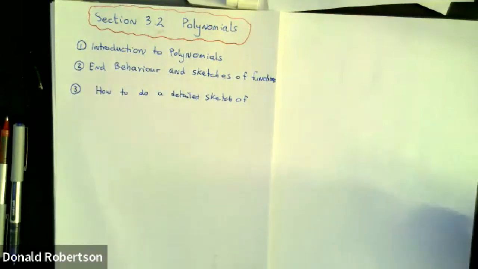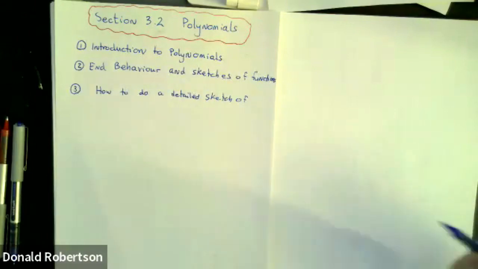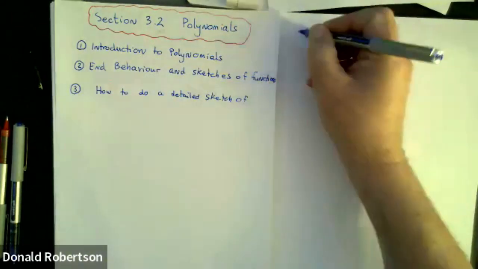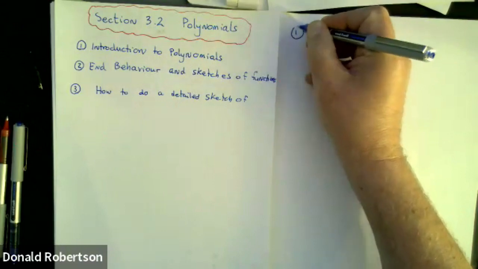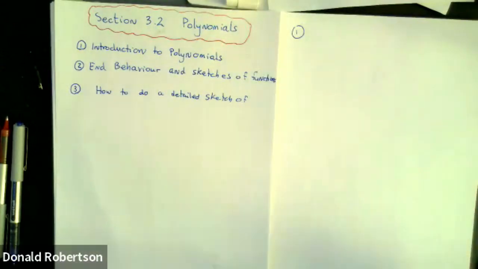Well, hello everyone. This is week five's topic. It's a single section, section 3.2. There's quite a lot in it, and it's to deal with polynomials. Over the next three videos, we're going to cover an introduction to polynomials: basically, what their shapes look like, end behavior, sketching the functions, and then how to do a detailed sketch of them. So I'm going to go straight into the first topic, which is the introduction.